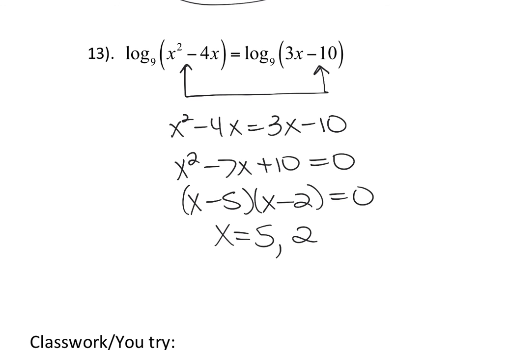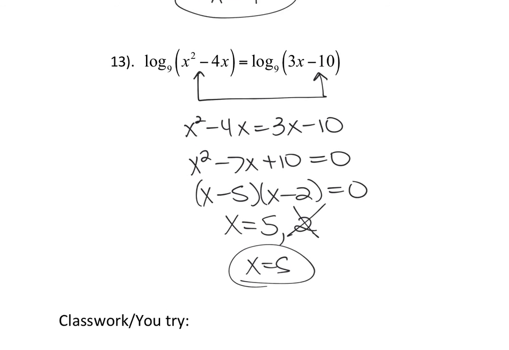Plug 5 in, 5 squared minus 4 times 5, 25 minus 20, that works. And 3 times 5, 15, 15 minus 10, that's positive, that works. Plug in 2, 2 squared minus 4 times 2, that's going to be negative. We need to cross that out. So our only answer is x equals 5.